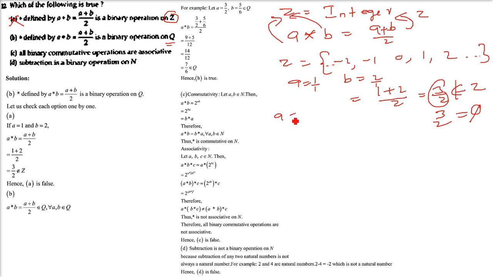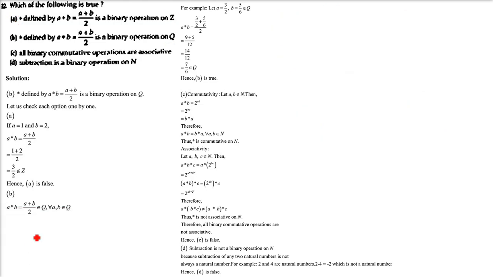Or rather, you can take any other number like 3 by 2 or 5 by 2 and you just add them, you'll get some 7 by 6. And that is also a part of Q. That is the rational number. So the second part is true. A is false, B is true. Now coming to the third part.